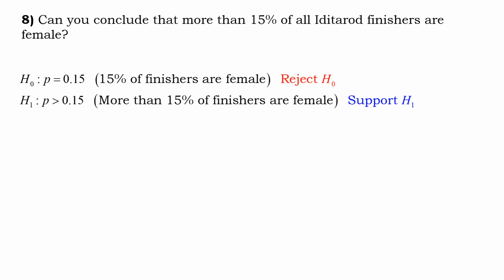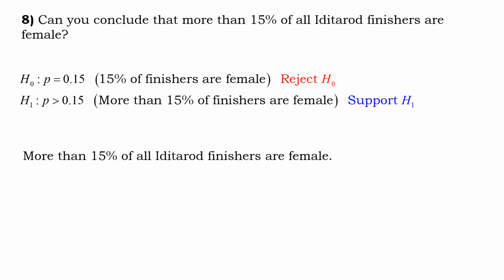Looking at our original hypotheses that we wrote down, we are rejecting the null, that the percentage is 15%, and we're supporting the alternative, that the percent is more than 15%. So I'm going to make a declarative statement. We have enough evidence to support, of course, that we have enough evidence is kind of redundant, so we're just going to support the theory: more than 15% of all Iditarod finishers are female. Just a straightforward statement.